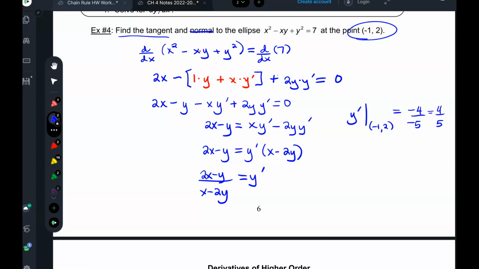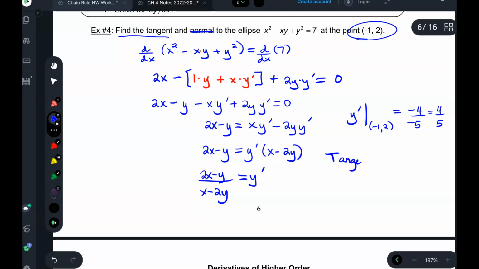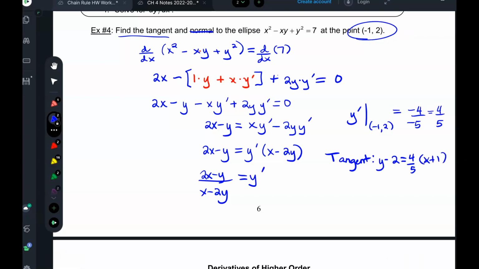Yeah, is that what you guys got? 4/5? Okay, and now let's just write the tangent. What's our tangent line? y minus 2 equals 4/5 (x plus 1). You plug the negative 1, 2 into the y prime equation, right? I did.